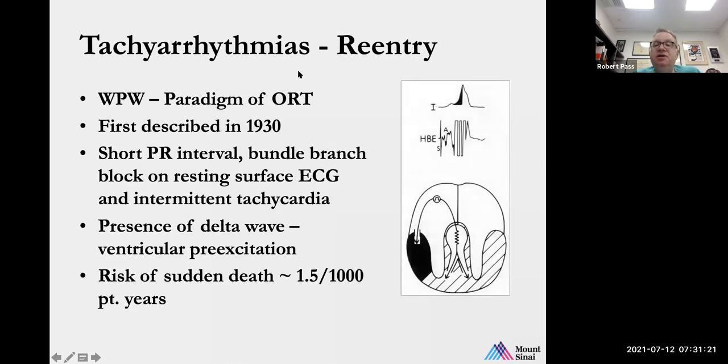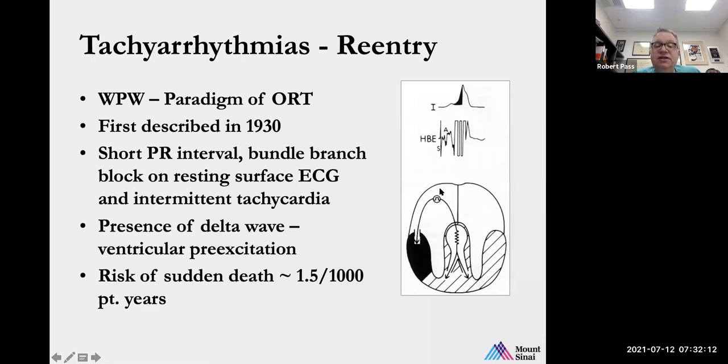Just to briefly go over WPW, since it's such an omnipresent issue that we deal with in pediatric cardiology, it's the paradigm of orthodromic reentrant tachycardia. Although it was first described by Wolf, Parkinson, and White in the 1930s, in truth, if you go back historically, there in fact are many descriptions of WPW going back into the 1800s, just that people didn't really mechanistically understand it. And in fact, even Doctors Wolf, Parkinson, and White did not mechanistically understand it, and it was not really understood until the 1950s. But the bottom line is it's characterized by a short PR interval, the appearance of a bundle branch block on the resting surface electrocardiogram, and intermittent episodes of SVT.